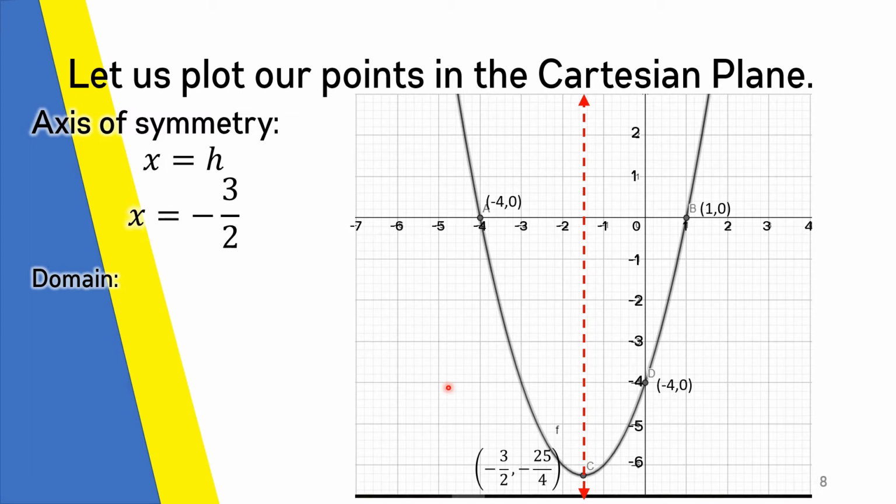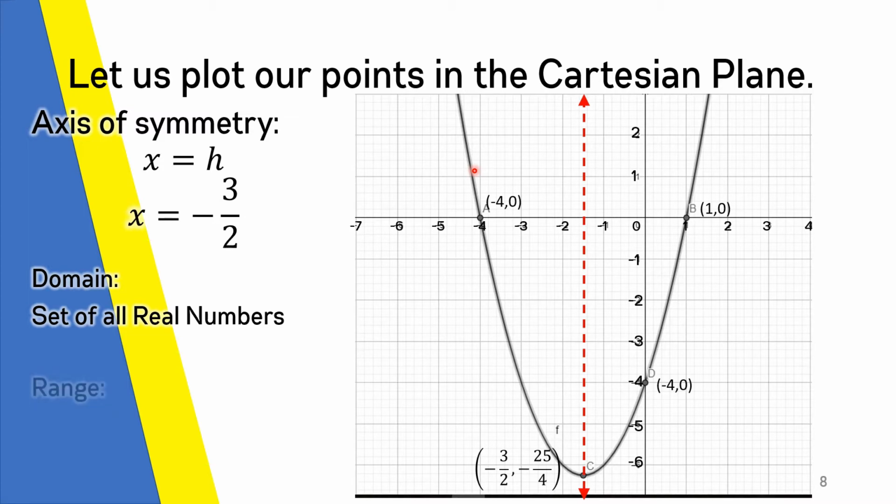So the domain of this function, as I have already said a while ago, is the set of x values in the function. If you are about to expand the graph, it will continue to widen and widen. Therefore, the domain is the set of all real numbers. So any real number can be the value of x in this function.